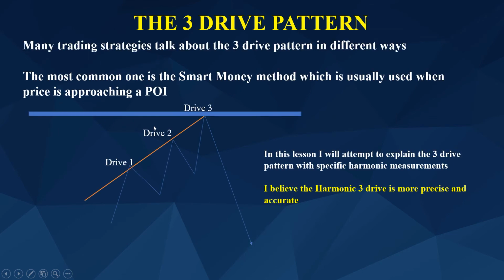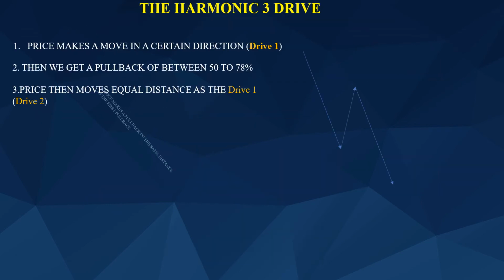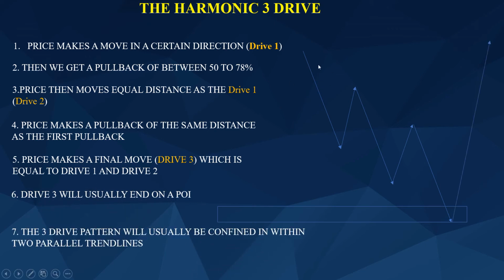Okay, so with the channel, I think we looked at the way to identify the channel, where we were talking about the double ABCD pattern. So you have the ABCD pattern two times. We have a first drive, a second drive, a third drive, and we said the market will do that when it is approaching a point of interest. Okay, so that was that one.